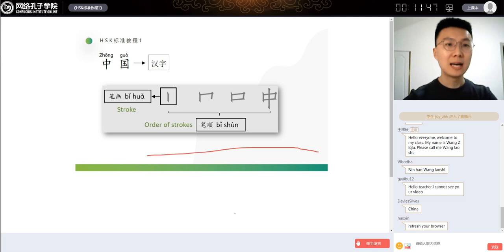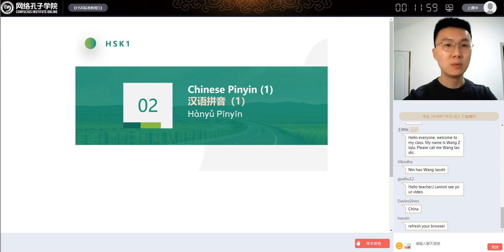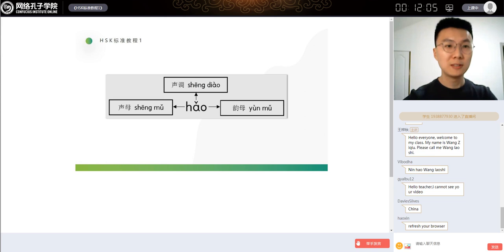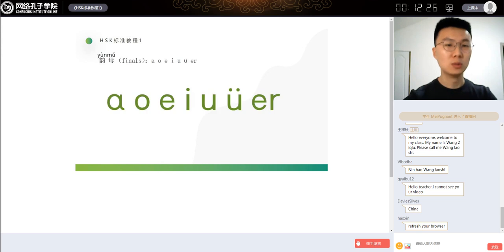Okay, now I briefly introduced Chinese characters and 拼音. They are the basis for learning Chinese vocabulary. Now, we will start with 拼音. Do you remember this? 拼音 consists of three parts. They are 声母, initial, 韵母, final, and 声调, the tone. We will start from 韵母, and all these are basic finals.